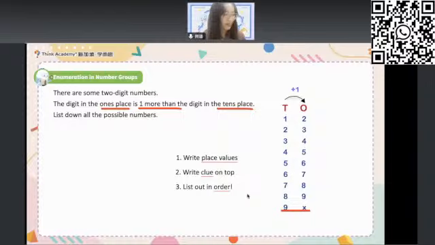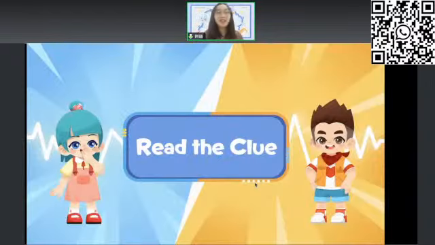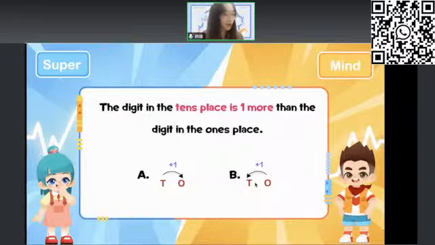Any question now? No, right? Super easy, okay? So let's do some quick quiz. Here for the first one, A or B. How can we draw the clue? The digit in the tens place is one more than the digit in the ones place. Pay attention, which one is the bigger one? A or B?